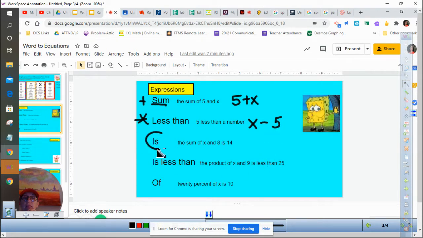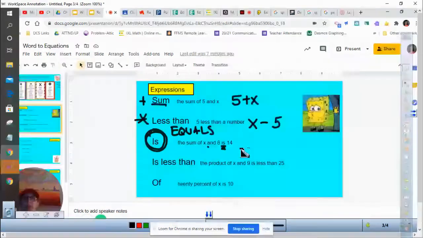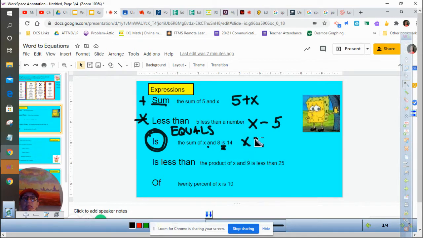Now I'm going to introduce you to the word is. Is, ladies and gentlemen, means equals in mathematics. So the sum of x and 8 is 14. x plus 8 equals 14. Simple. Just remember when you see the word is, you're going to put an equal sign. Uh-oh, wait a minute. What did I just say?